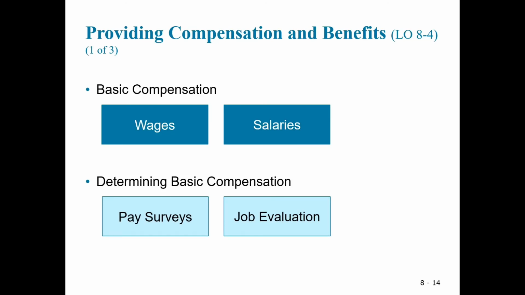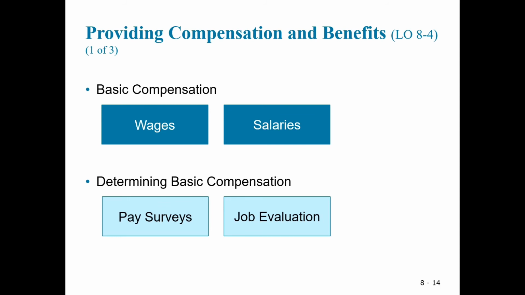Providing compensation and benefits. Compensation refers to the set of rewards that an organization provides to employees in exchange for their willingness to perform various jobs and tasks. Determining basic compensation. Wages generally refers to an hourly compensation paid to operating employees, while salaries usually refers to compensation stated in a monthly or yearly figure.